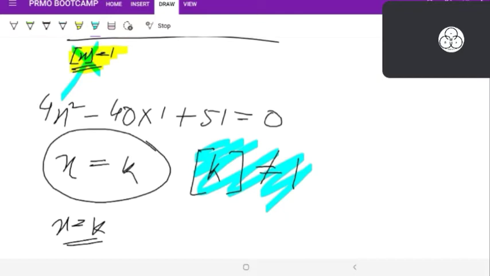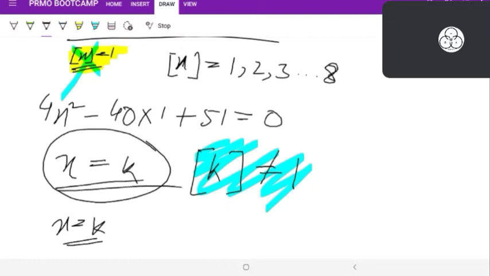In this way, we need to find out the case for box x equals 1, 2, 3, and so on up to 8. And we need to check whatever value of x we are getting. Here we got k, whether the box of k matches the value or not. This is the way of solving this kind of problem.